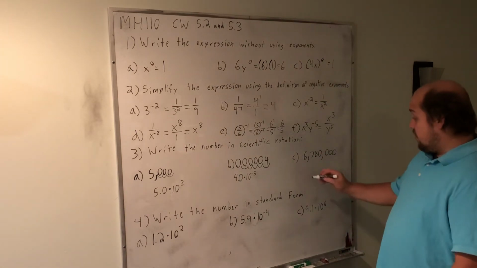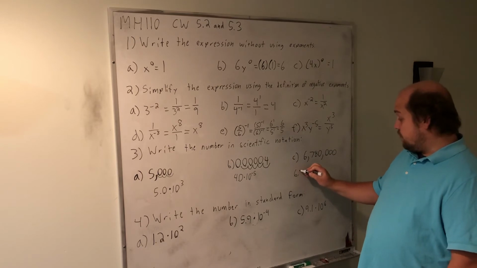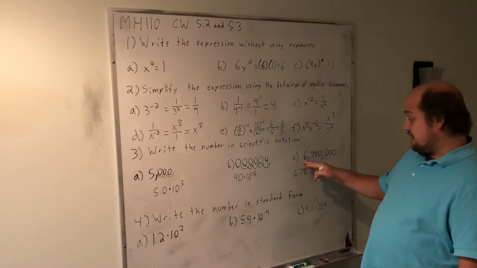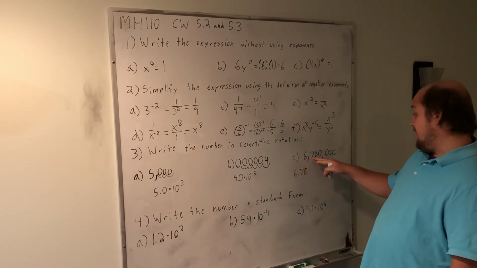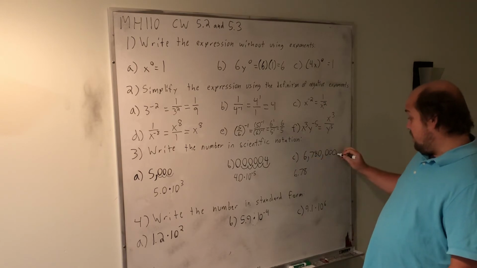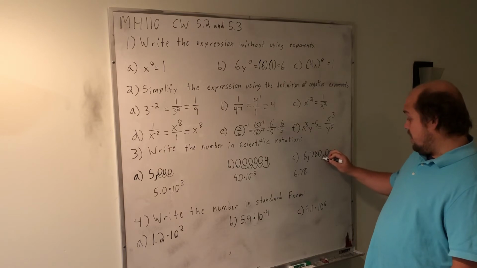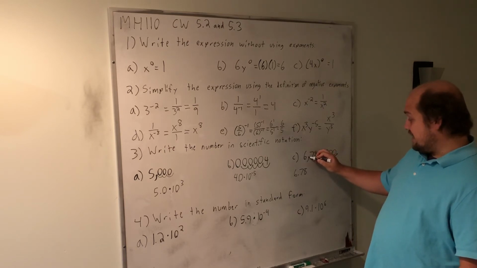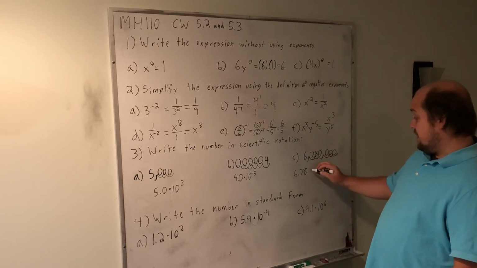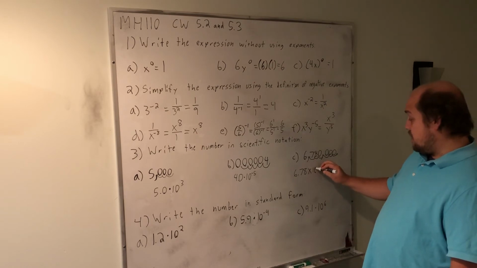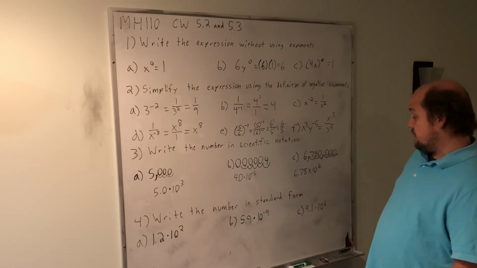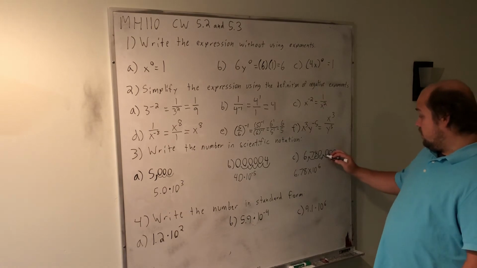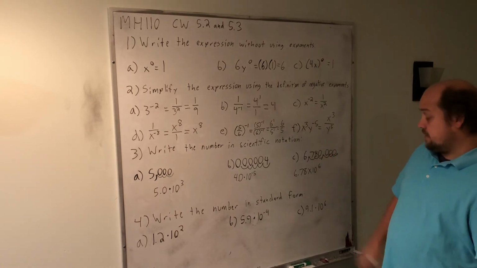Here, I want to start out by saying it's going to become 6.78. So 6 is the first number in sequence, but I need to keep these two with it. If I move the decimal point that starts here, I'd have to move it 1, 2, 3, 4, 5, 6 to get it behind this 6. So that's why this is times 10 to the power of 6. 1, 2, 3, 4, 5, 6.